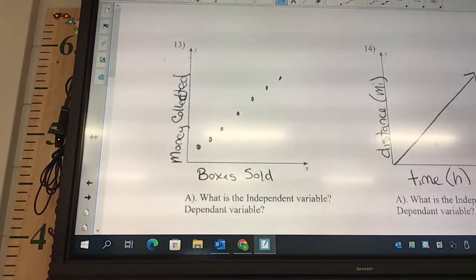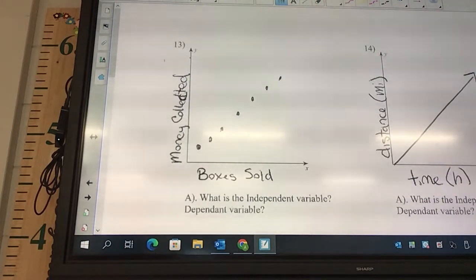So it says, what is the independent variable? What does it mean to be independent? By yourself. By yourself, okay? What about single, okay? What's dependent? With somebody. With somebody? Kinda.